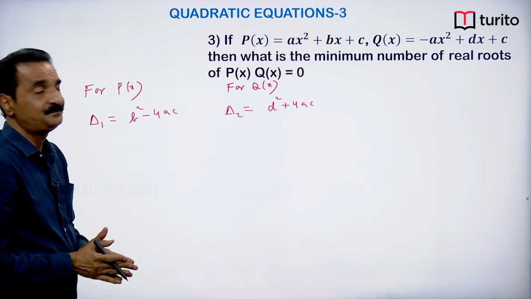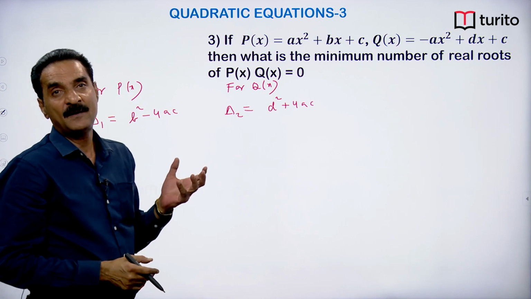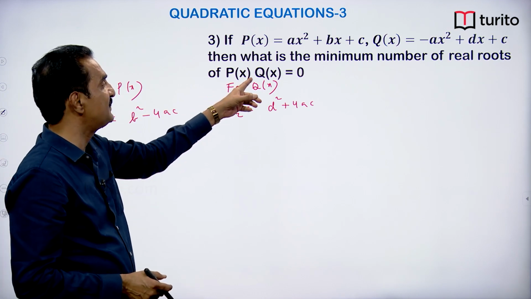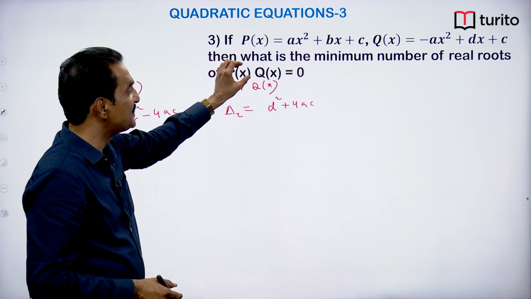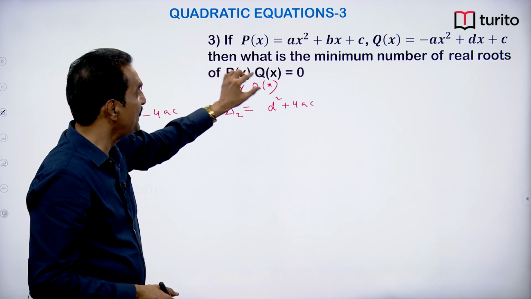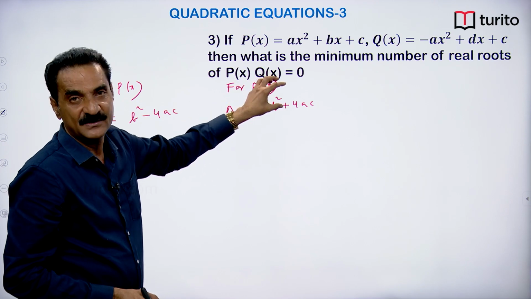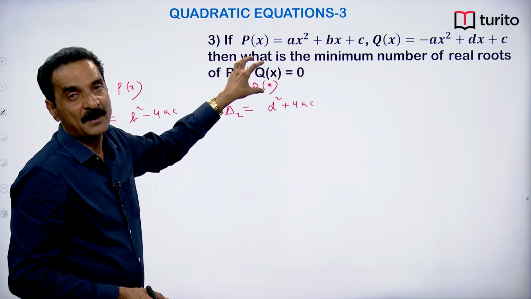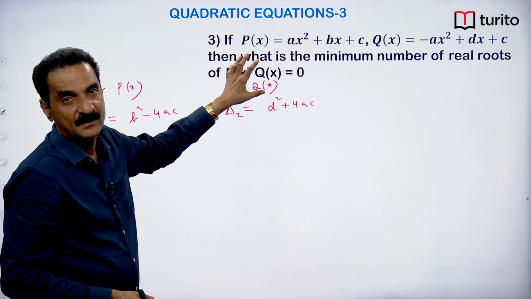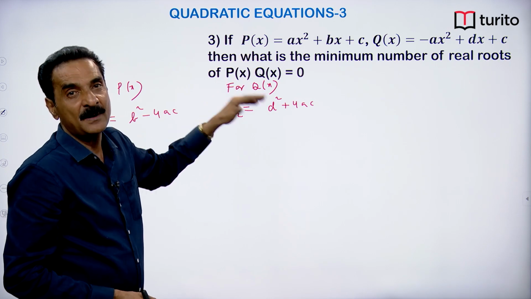Now, we have to find the minimum number of real roots of this equation. Actually, this is quadratic equation, this is quadratic equation. So, if p of x into q of x is 0, we will get either p of x is equal to 0 or q of x is equal to 0. So, maximum number of real roots will be 4, okay, but we want minimum number of real roots.